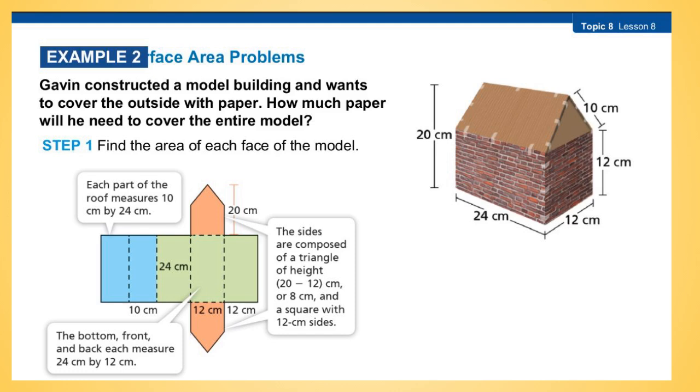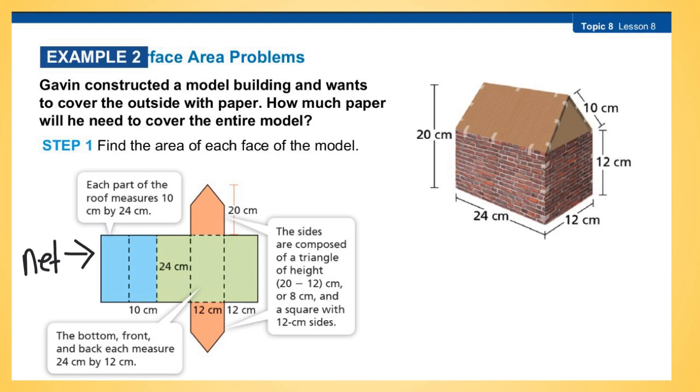This is example 2 at the top of page 483. It says Gavin constructed a model building and wants to cover the outside with paper. How much paper will he need to cover the entire model? All right, so what your book did is they took this three-dimensional shape and laid it out flat, and that is called a net. So that is what you are looking at there. And they're going to find the area of each of those shapes and then add them together.